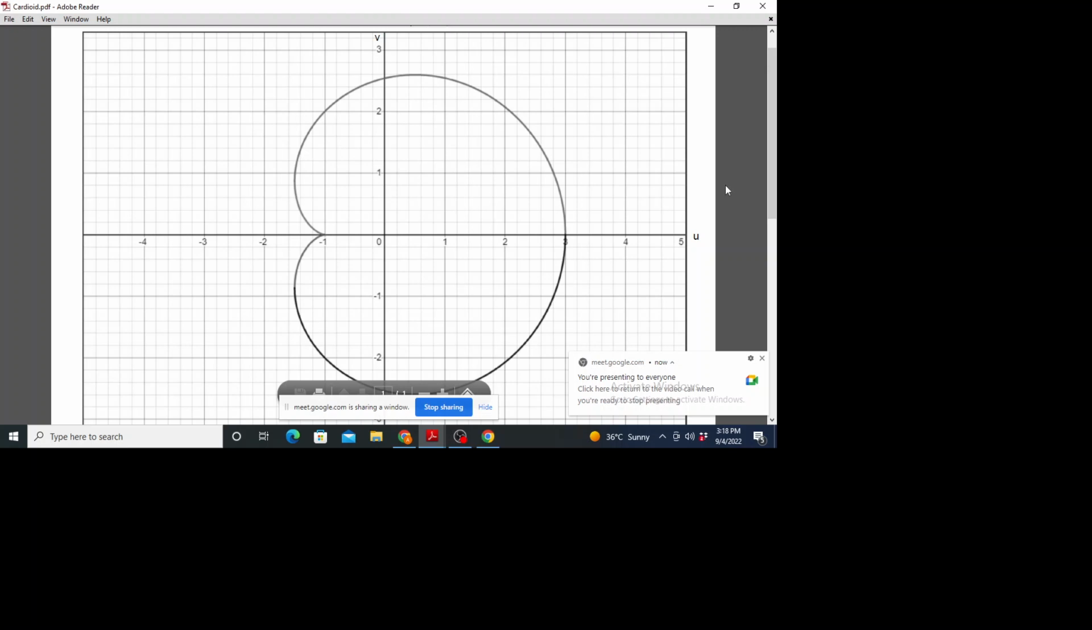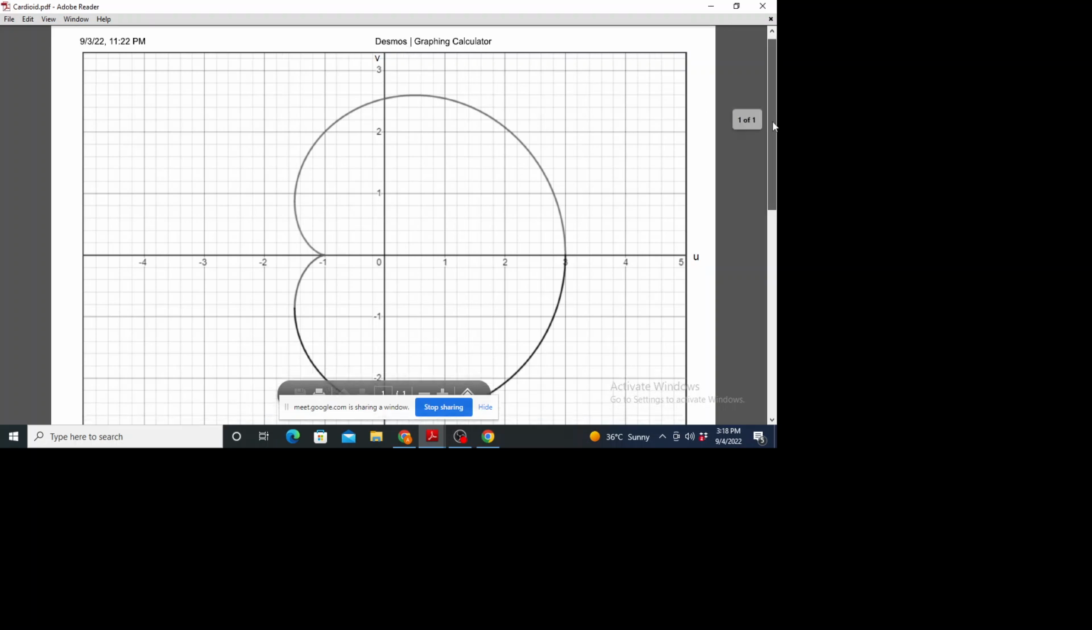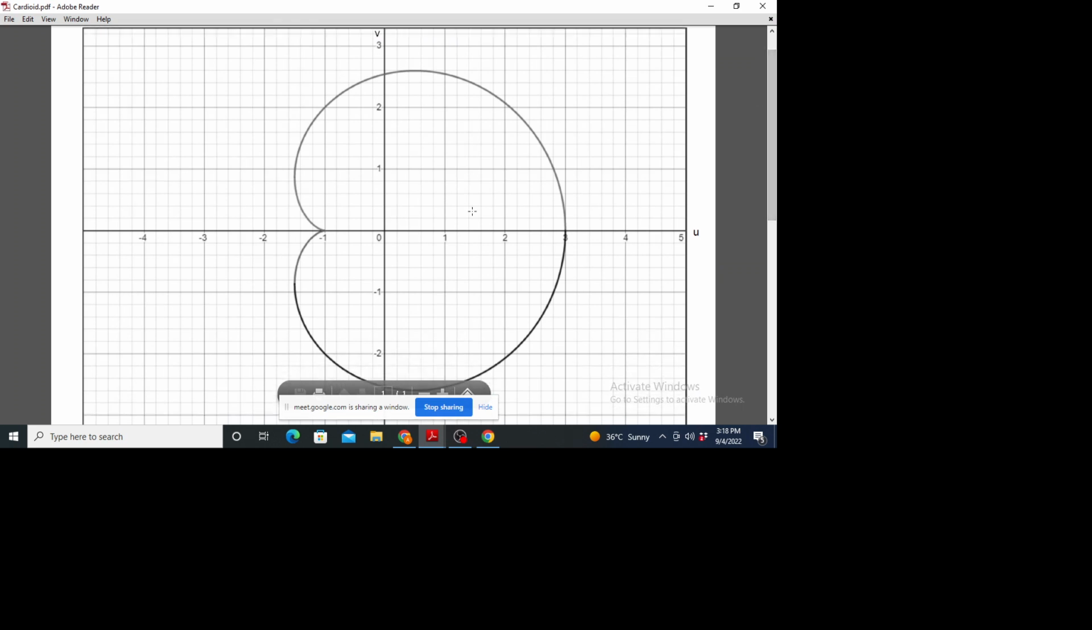I have plotted it using software. Just type online plot in Google and you will get this Desmos graphing calculator. I have plotted using this, and this is the heart-shaped curve. This is the v-axis and this is the u-axis. So yes, that is why it is called a cardioid.